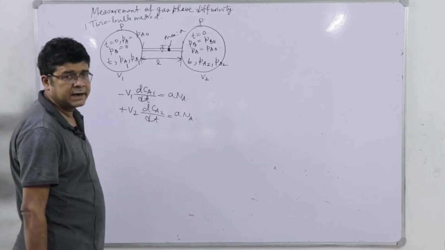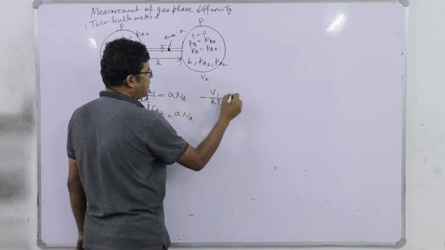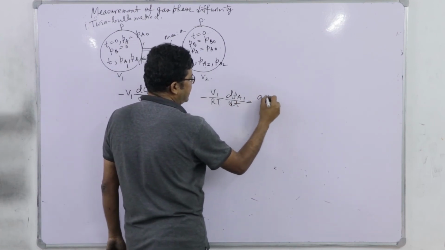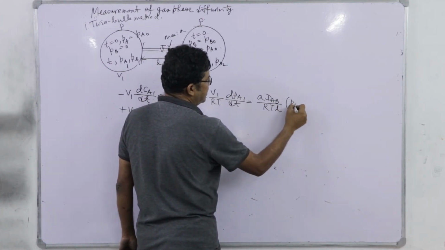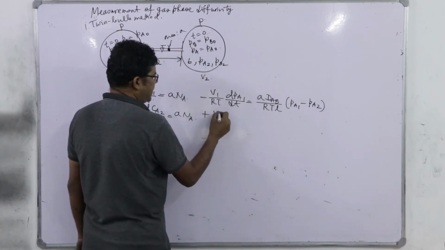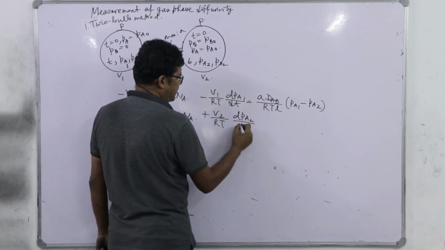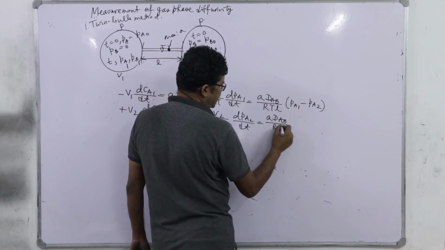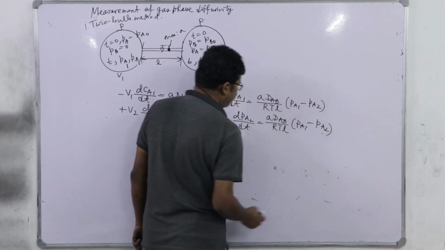Now, we should convert it to partial pressure. So, minus V1 by RT dPA1/dt equals A into DAB by RTL into (PA1 minus PA2), and plus V2 by RT dPA2/dt equals A into DAB by RTL into (PA1 minus PA2).